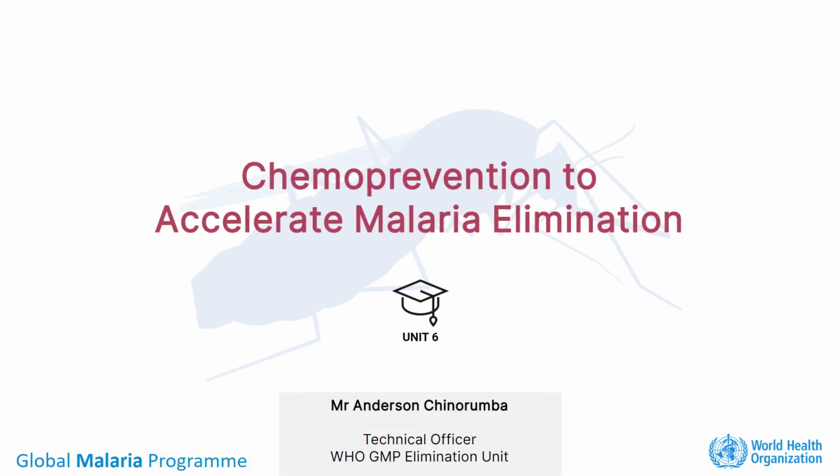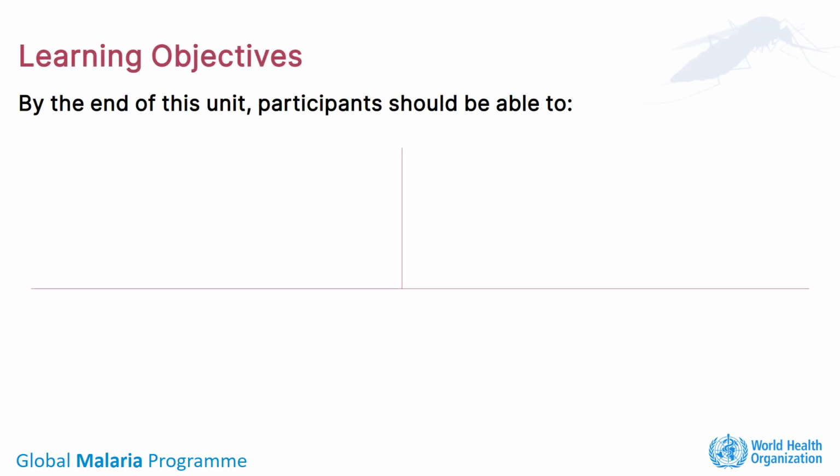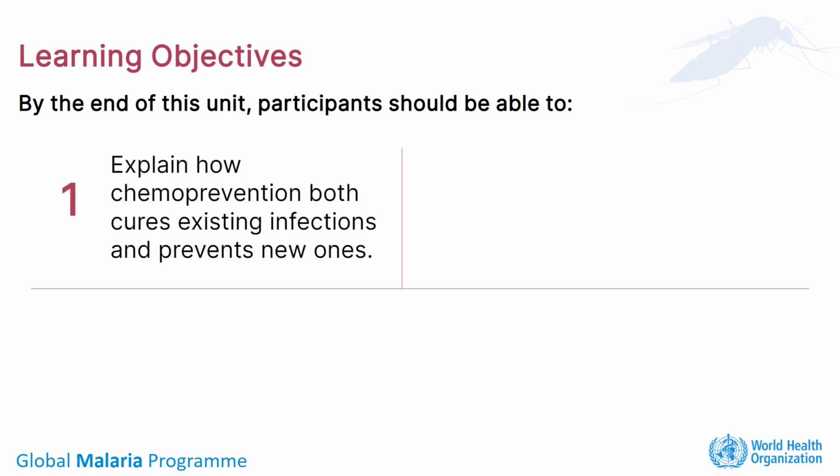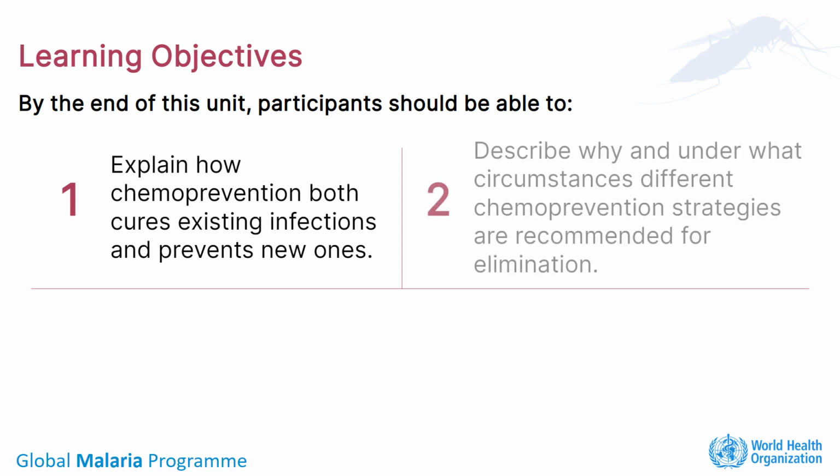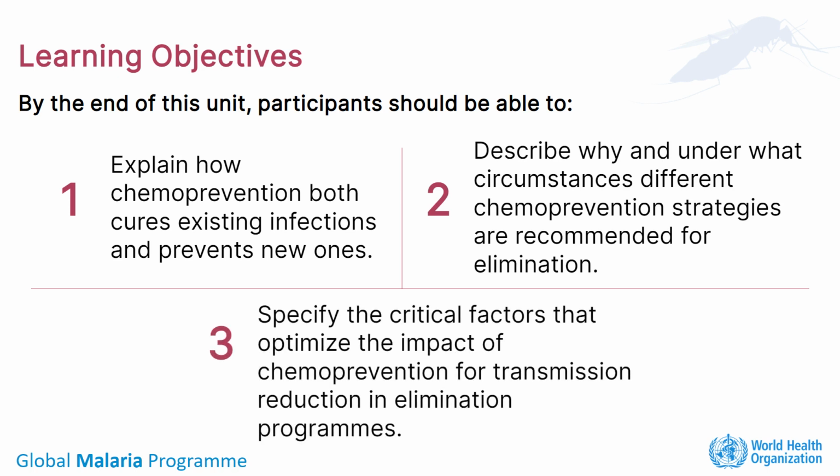Welcome to Unit 6, Chemoprevention to Accelerate Malaria Elimination. This unit covers the use of chemoprevention strategies to accelerate malaria elimination. By the end of this session, you should be able to explain how chemoprevention reduces transmission by both curing existing infections and preventing new infections for a period of time. Describe why and under what circumstances chemoprevention strategies are recommended for elimination of malaria. And specify the critical factors that optimize the impact of chemoprevention for transmission reduction in elimination settings.